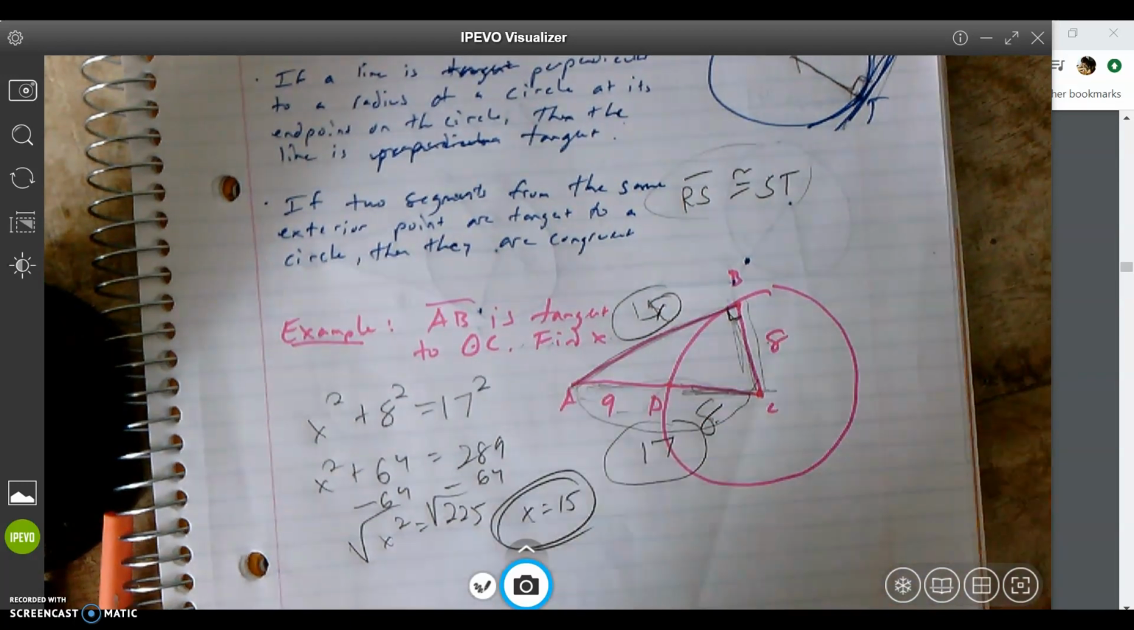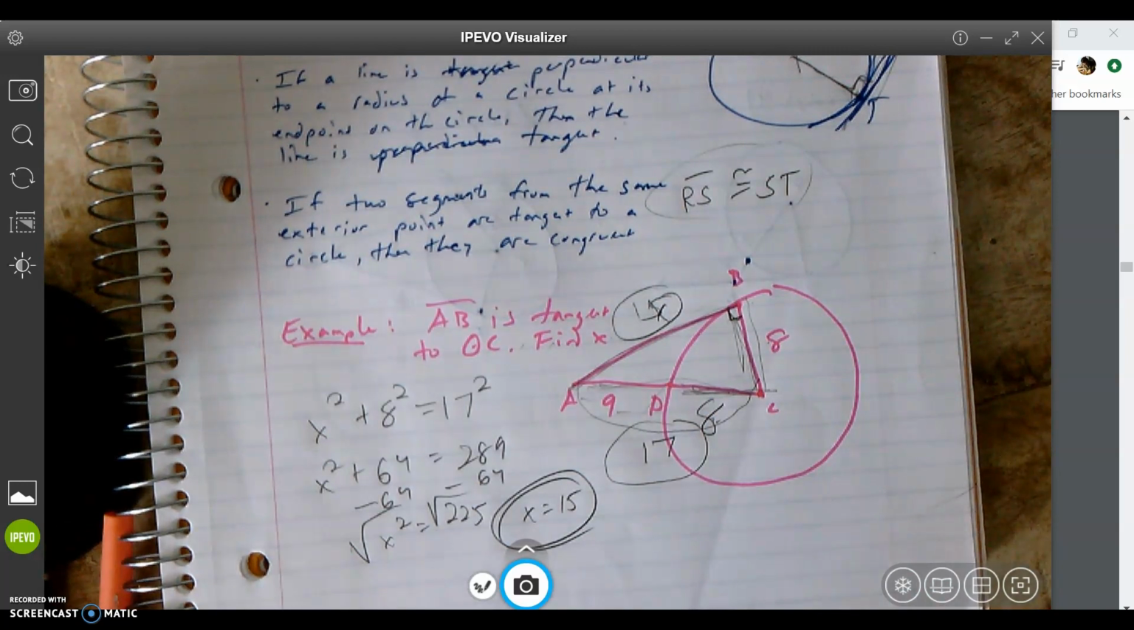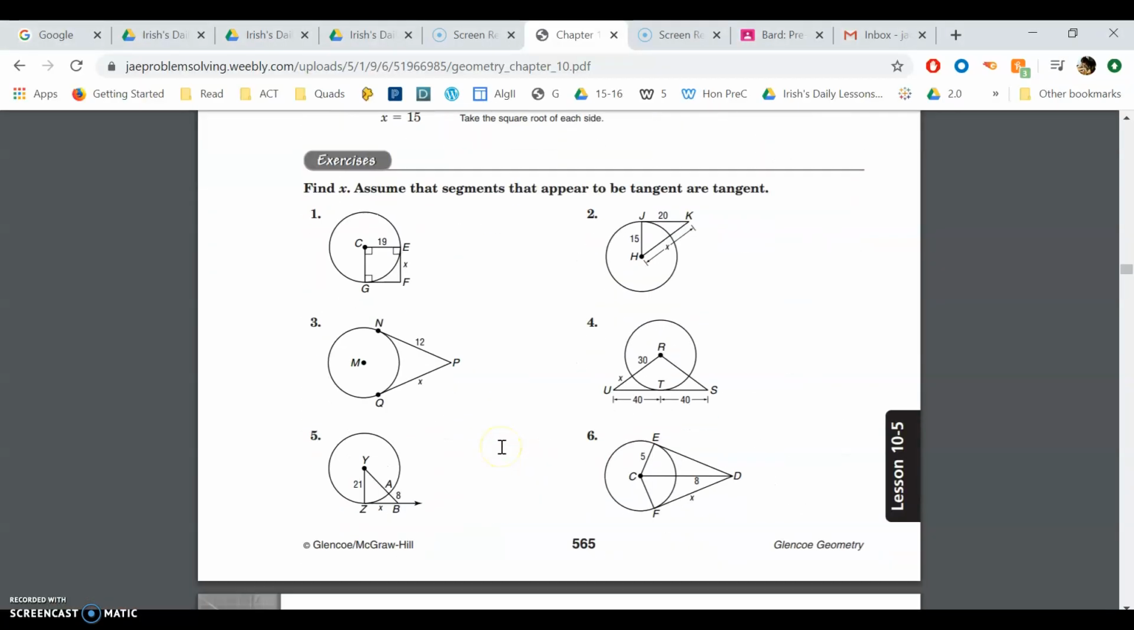Got it. Okay, let's try a couple other ones. So here they are. It's going to be in your notes in the PDF. So here's a couple practice ones we're going to do. I'm not going to do all of them because some of them are repetitive, but we're going to do a couple. We're going to do 4 especially right here.